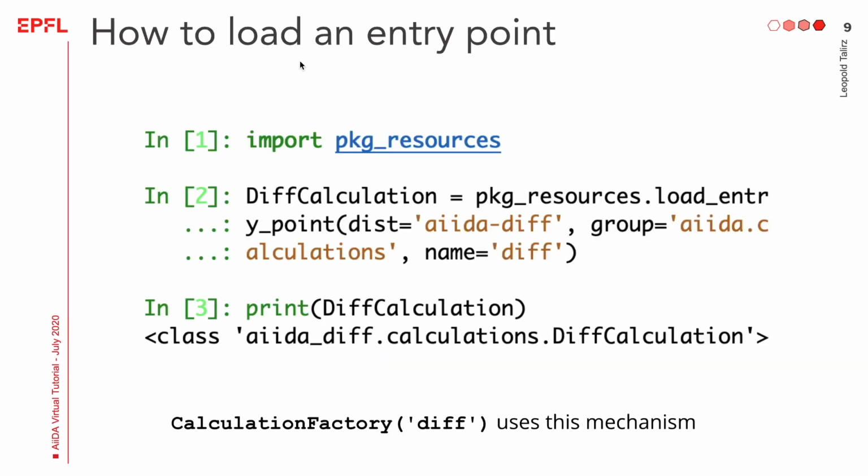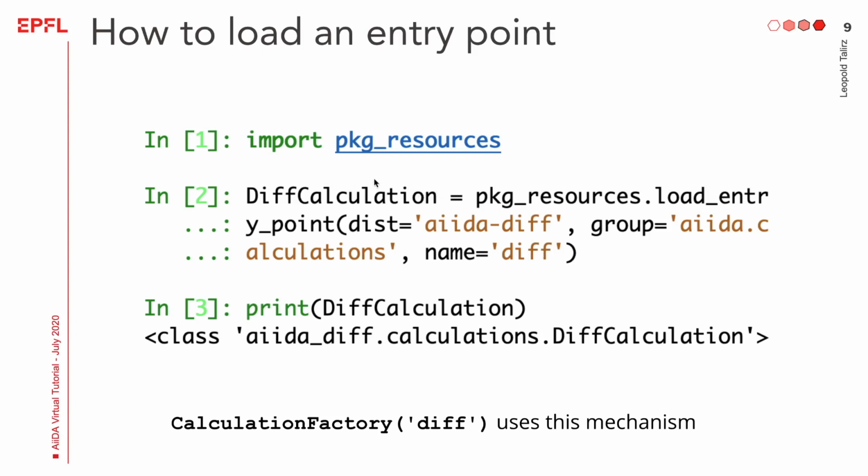How does AiiDA do this? This is something that you can do yourself in 2 lines of Python. You import package resources, which comes with the setuptools Python package, and you call the load entry point method. You pass it a distribution, which is simply the name of your AiiDA plugin package. You pass it an entry point group, in this case aida.calculations, and you pass it the name of the entry point, in this case diff.